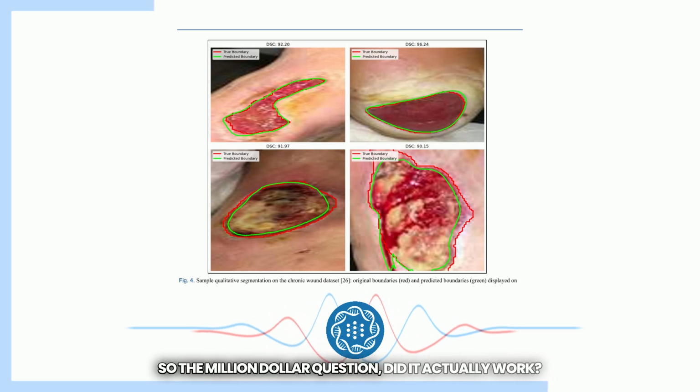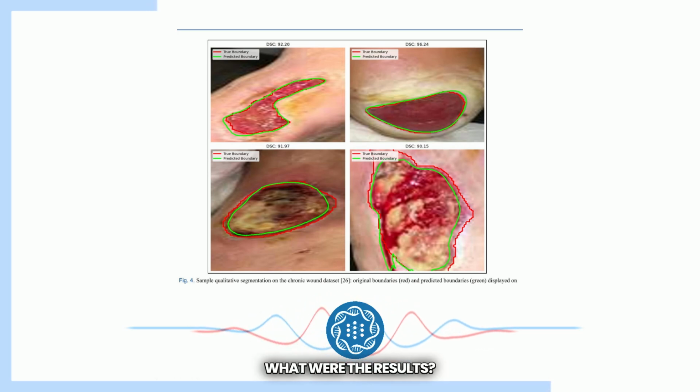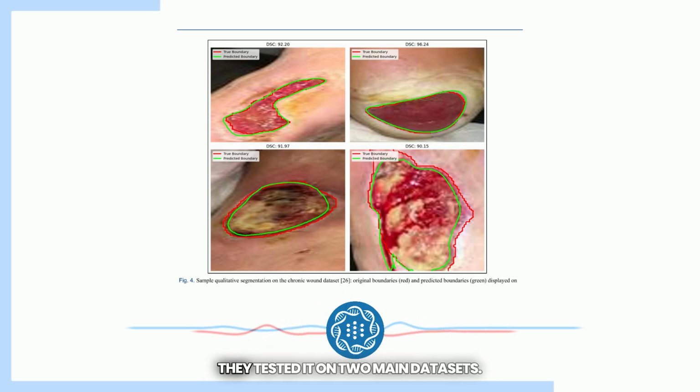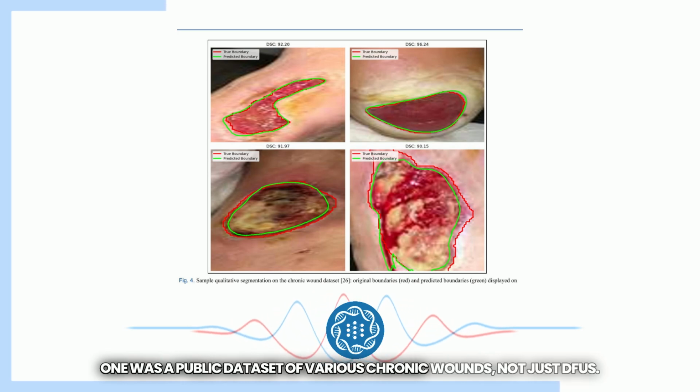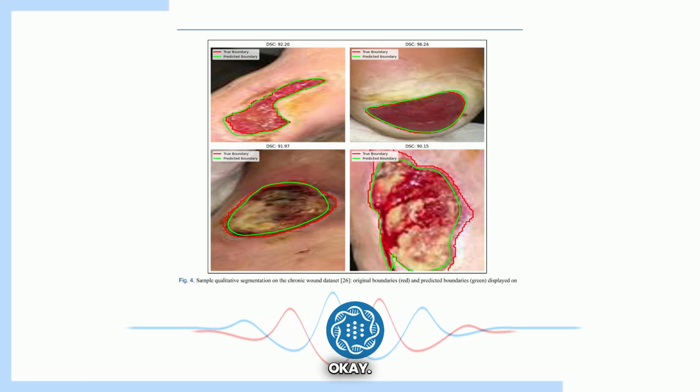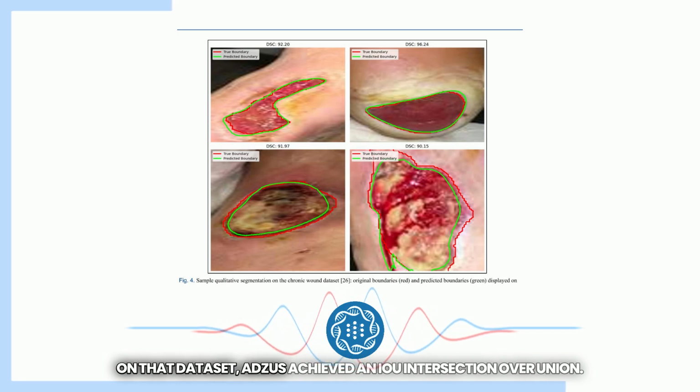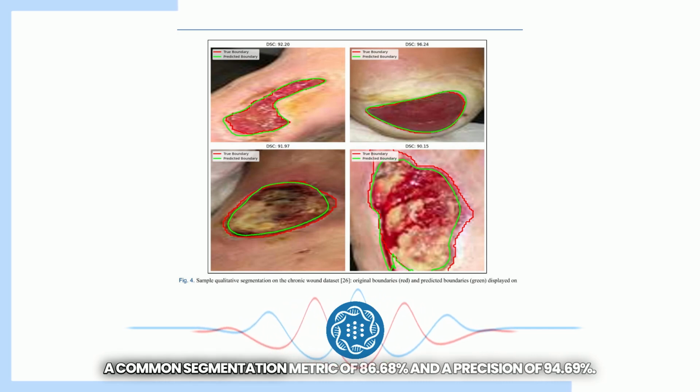So the million-dollar question, did it actually work? What were the results? This is where it gets really compelling. They tested it on 2 main datasets. One was a public dataset of various chronic wounds, not just DFUs. On that dataset, ADZUS achieved an IOU, intersection over union, a common segmentation metric, of 86.68% and a precision of 94.69%.